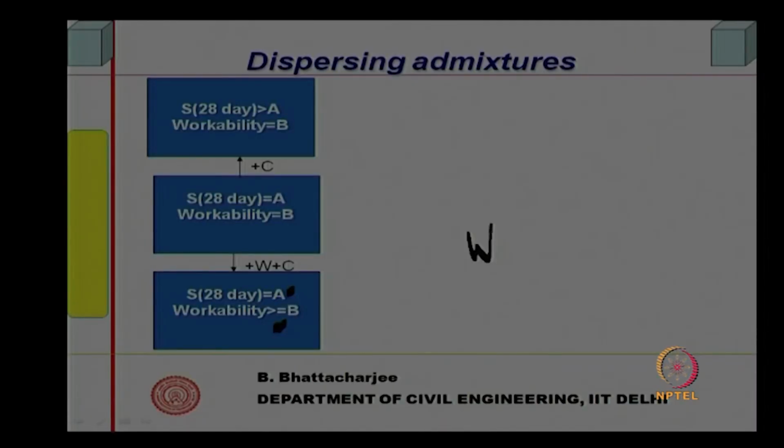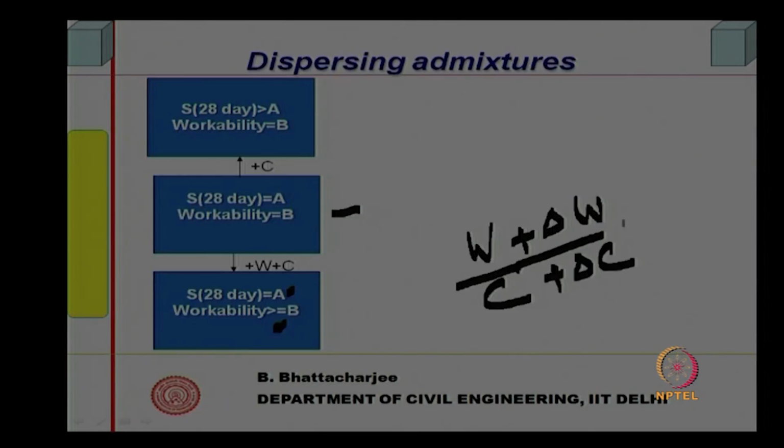But then I want to keep the strength the same, and we will understand that strength is a function of water to cement ratio. The higher the water cement ratio, the lower the strength. So, I have to maintain the water cement ratio; therefore, I have to add both water as well as cement. I will add delta W, and proportionally I will have to add delta C such that W by C remains the same. So, if this was the W by C, it has to remain the same here. So, I am adding water and cement as well.